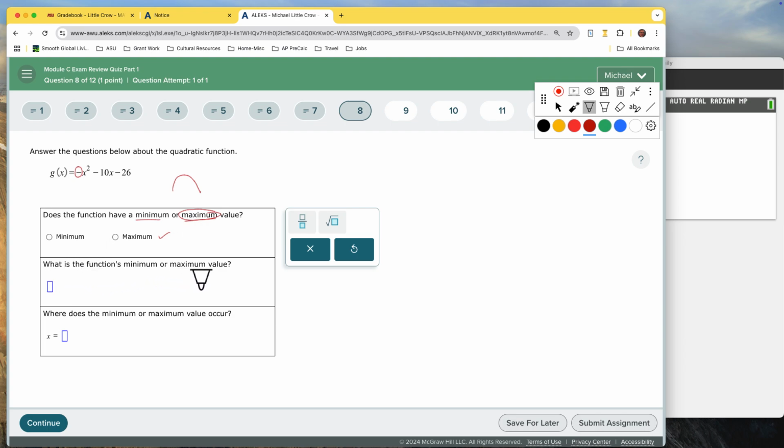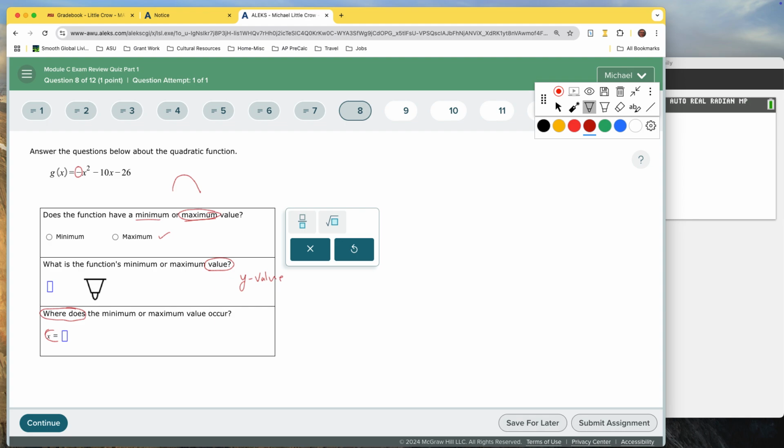What is the function's minimum or maximum value? That is the y value, the y coordinate of the vertex, right? Because this minimum or maximum always occurs at the vertex. And where does the minimum or maximum value occur? Where? That's a location thing. Anytime we're talking location, we're talking the x value, and that kind of emphasizes it here.